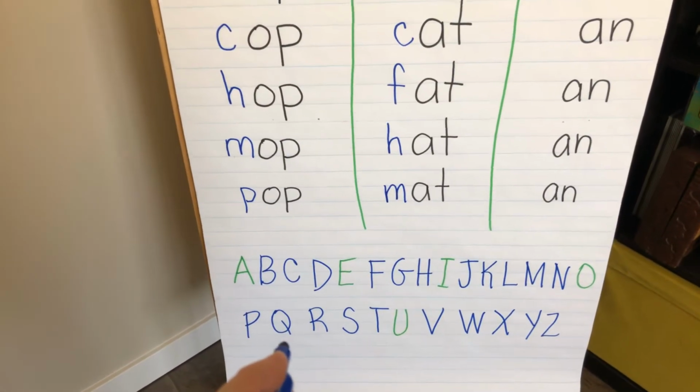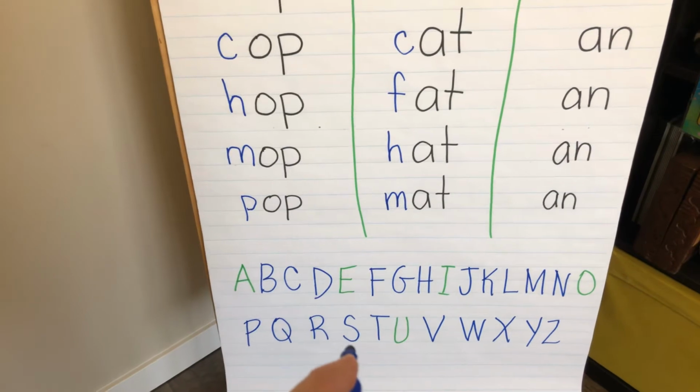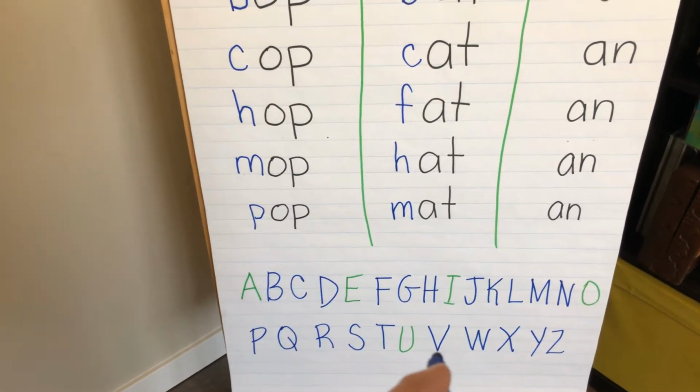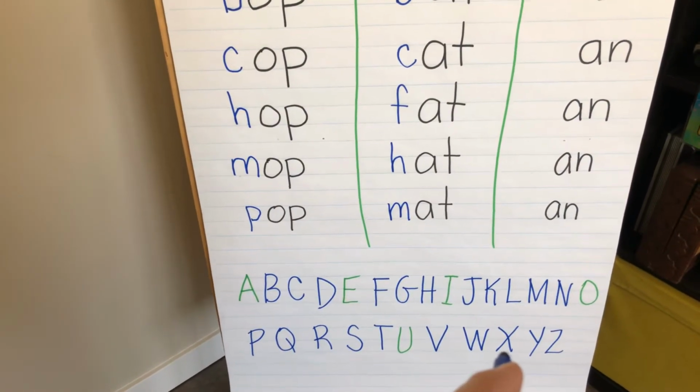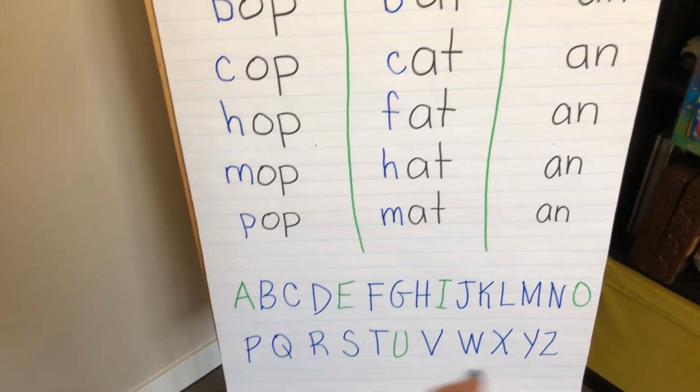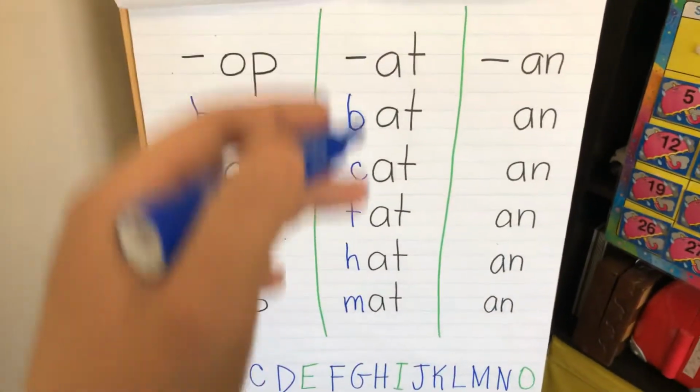Cat, quat. Rat, rat is a word. Sat, that's a word. Tat, vat, that's a word. Wat, xat, yat, zat, right? So you can keep going, right? I've just put in a few examples.